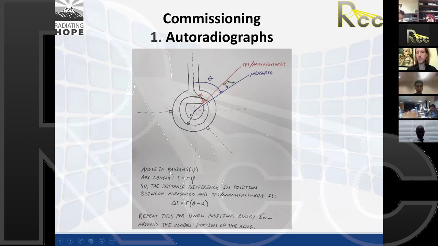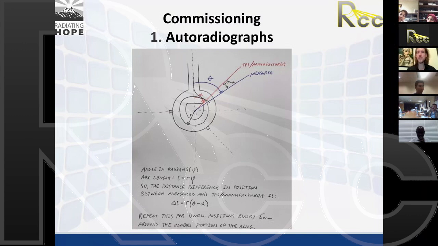And then arc length: S equals R times the angle, the radius times the angle that the arc extends through. Simple equation. So if our radius is R, and the difference between the measured angle and the treatment planning system angle is theta minus alpha, this delta S, the difference in arc length, simply equals the radius of your ring times the difference of the two angles, measured and from your TPS, or your document, or your solid model applicators. All right.